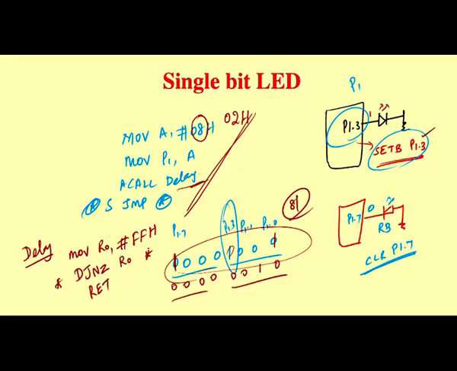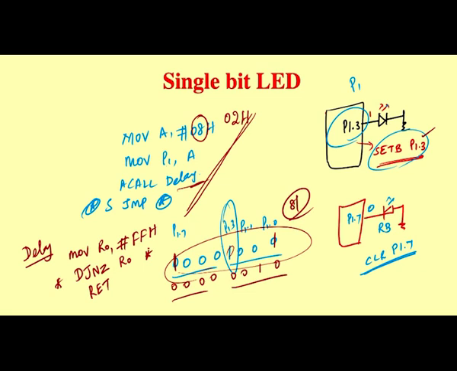So, this is a simple program used to activate the particular LED. Either you can use the set instructions, or you can initialize the corresponding binary equivalent into the accumulator, then move the accumulator content to your required port, and then use the delay. For the maximum delay, just initialize MOV R0, #0FFH, then DJNZ R0 to the same label, and then the return instruction.